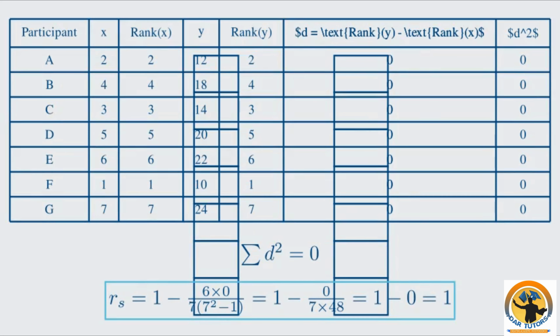This result, 1, indicates a perfect positive rank correlation. It means that as one variable increases, the other also increases perfectly, and there are no inversions in the ranks. In our example, the participant with the highest number of exercise sessions also had the highest test score, and so on for all participants. In this perfect case, r_p would also be 1. However, Spearman's r_s works just as well for linear relationships and, as we'll see, is superior for nonlinear ones.